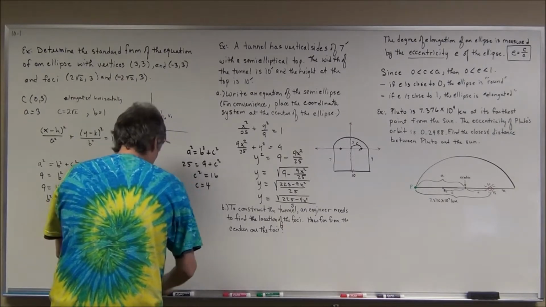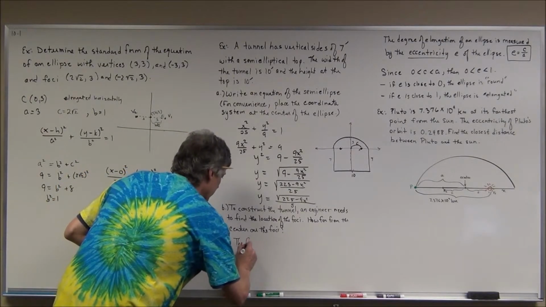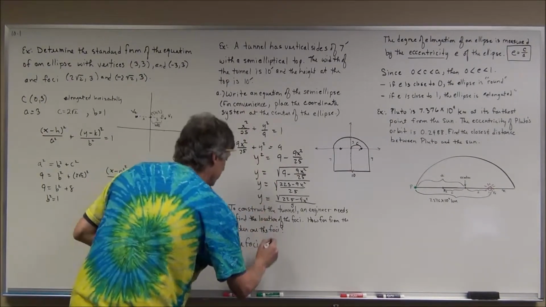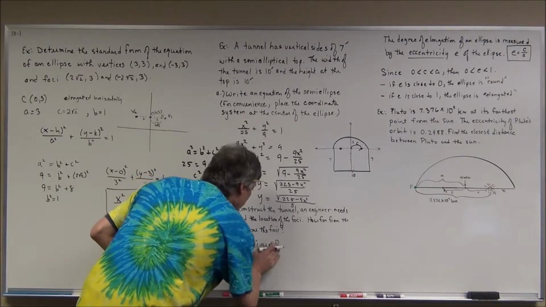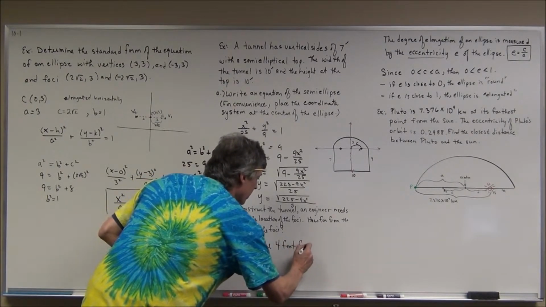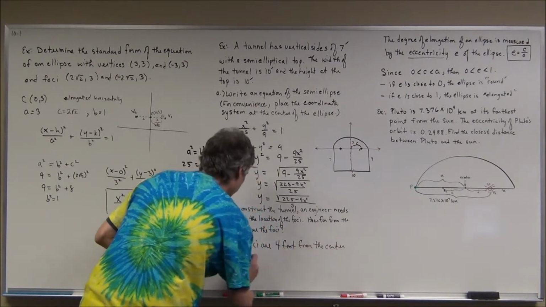The foci are, this is in feet if I'm not mistaken, 4 feet from the center of the ellipse.